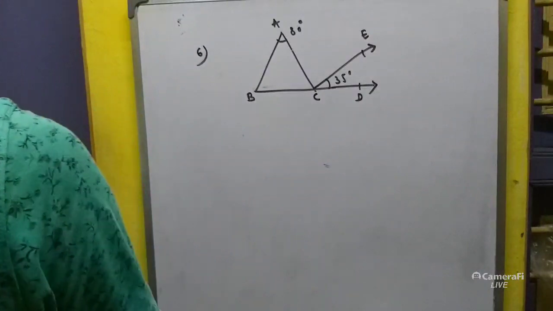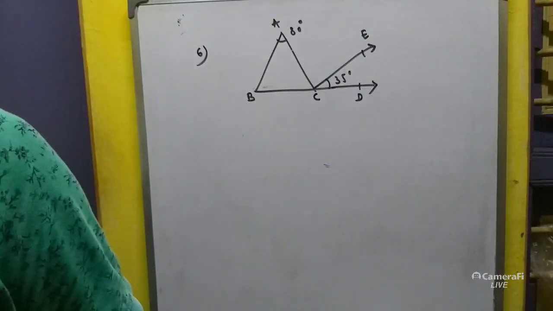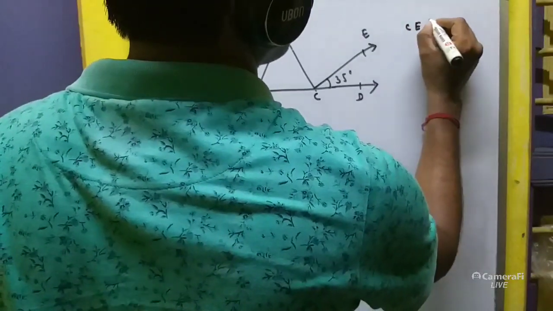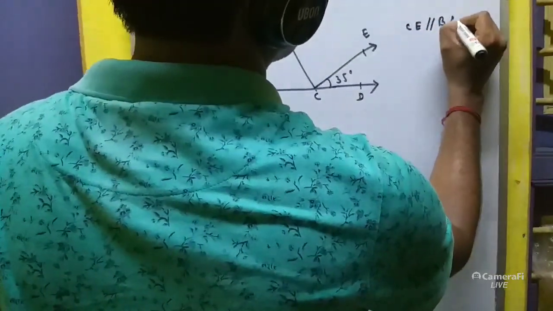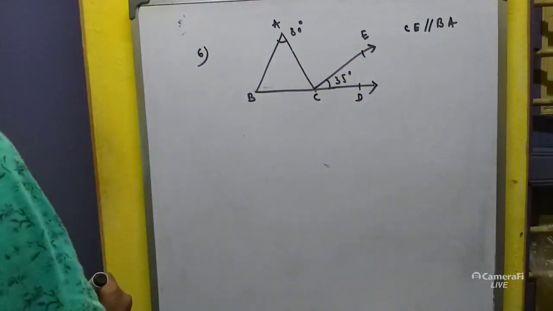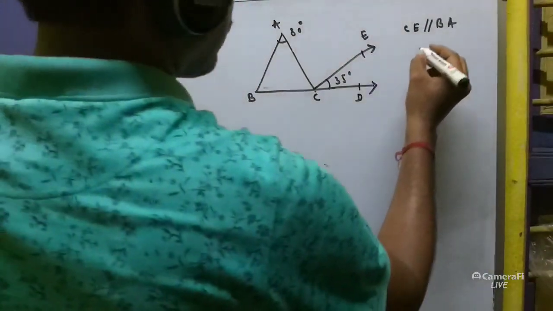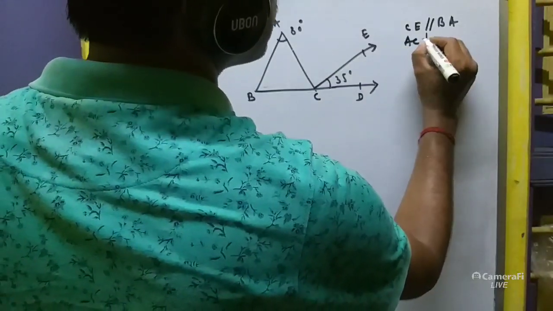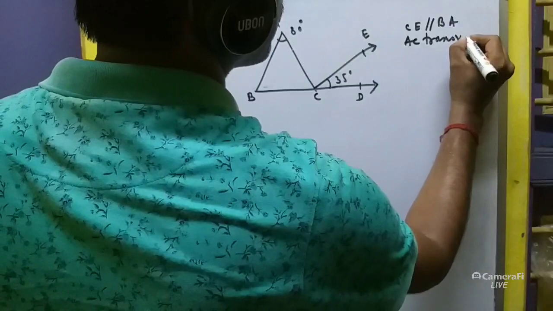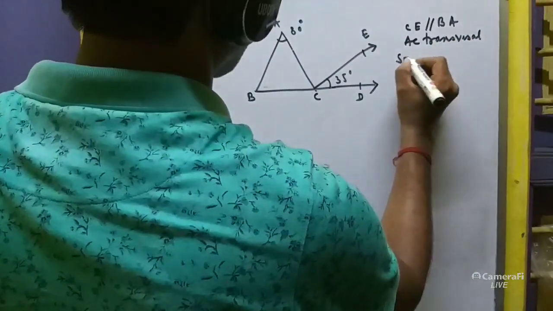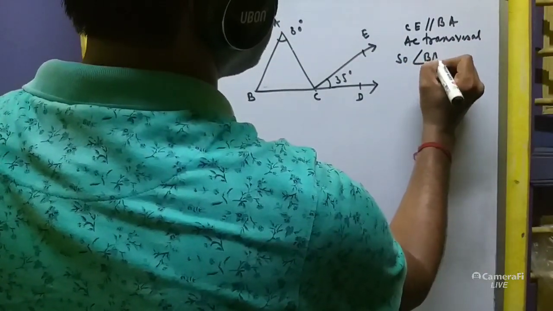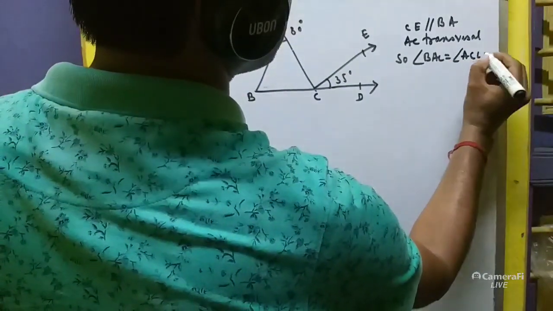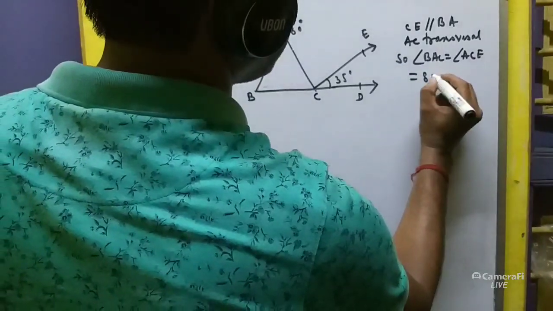Now you have to find out. What is given: CE parallel to BA. So CE parallel to BA, and AC transversal. So angle BAC equal to angle ACE equal to 80 degree.